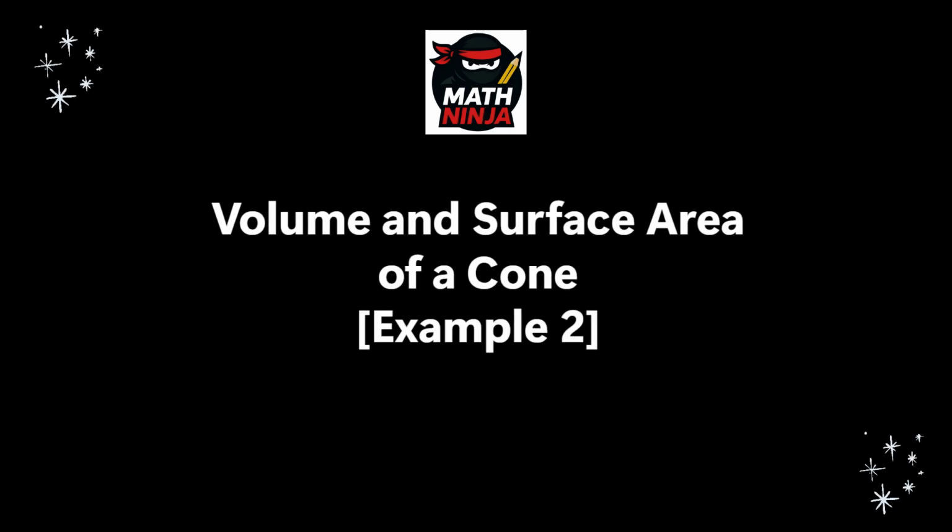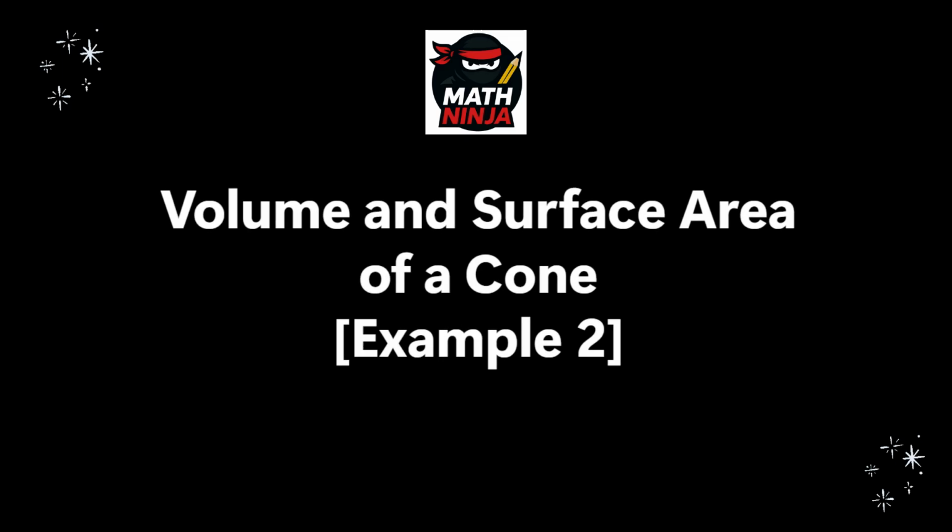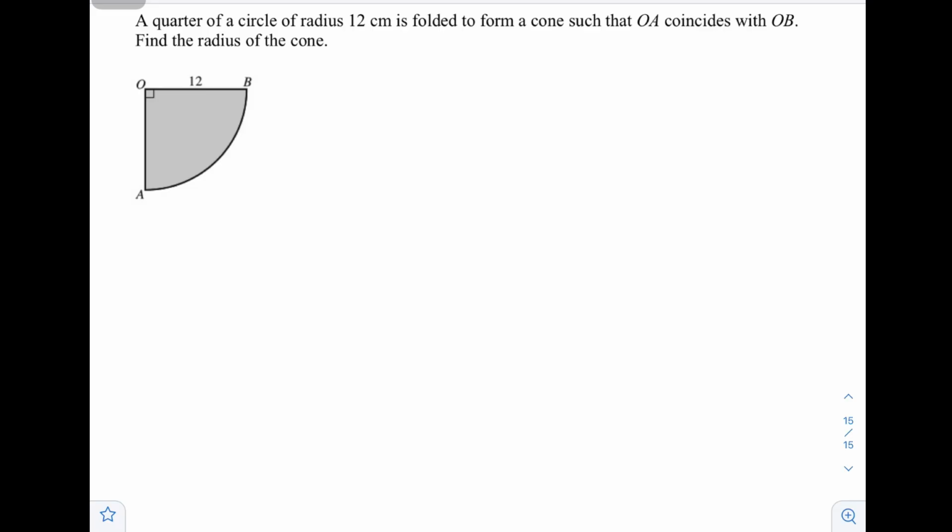In this video, we will look at an example involving the volume and surface area of a cone. In this example, we have a quadrant with radius 12 cm and it is folded to form a cone, and OA will coincide with OB. So if we can imagine how the cone will look like, it will be something like this.